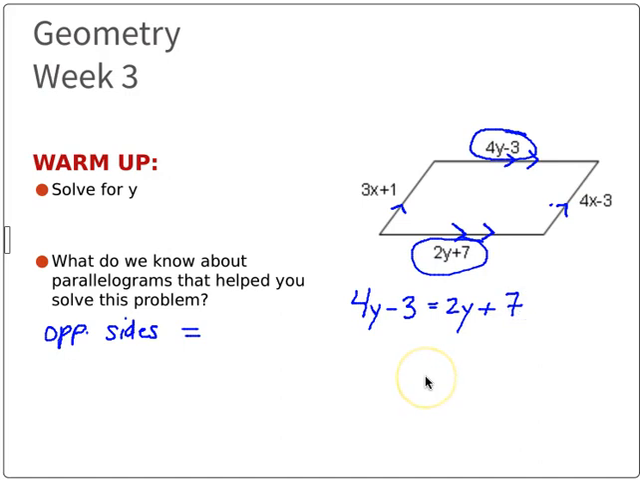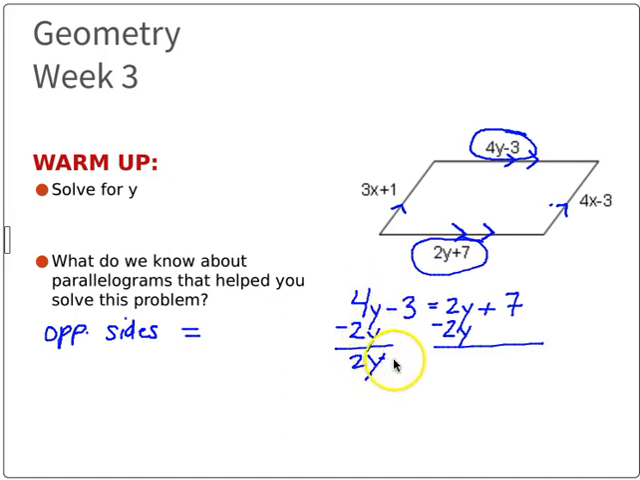Now I've got a nice algebraic equation that I can solve for y. So I'm going to work on getting all my y terms on one side of my equation and all the constants on the opposite side. I'm going to get the y's on the left side and move all the constants to the right side. So I'm going to move this 2y by subtracting 2y from both sides. And what am I left with? I'm left with 2y.